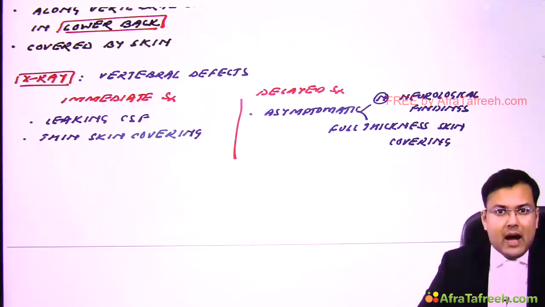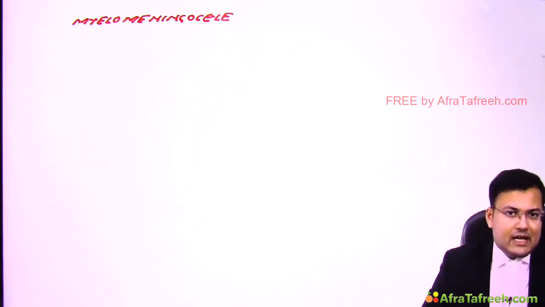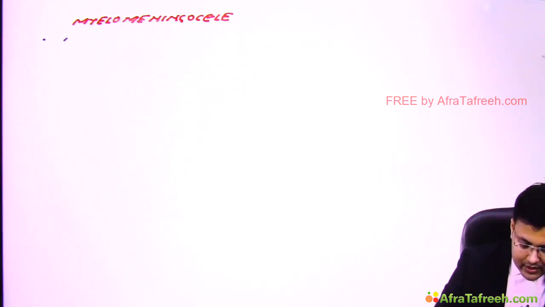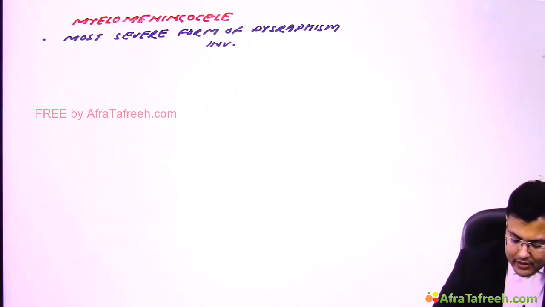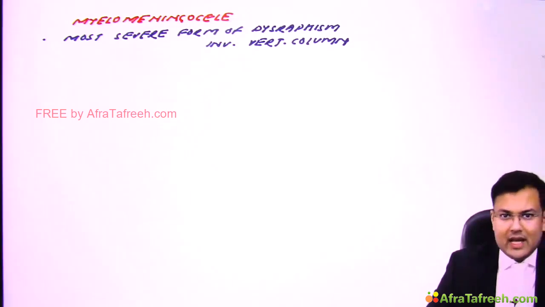Now coming to myelomeningocele. Myelomeningocele is the most severe form of dysraphism involving the vertebral column. First important statement, it's the most severe form of dysraphism involving the vertebral column. And we discussed that in myelomeningocele there is herniation of both meninges and the spinal cord.